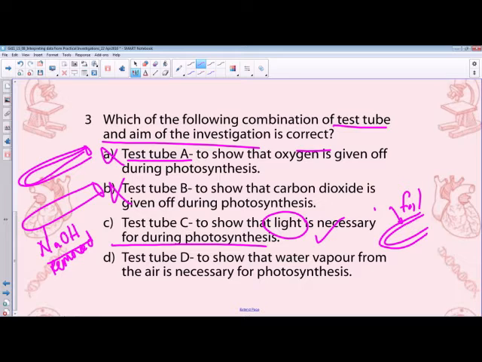Test tube D, to show that water vapor from the air is necessary for photosynthesis. We know that water vapor is not necessarily needed, but it can utilize the water from the xylem vessels, and hence we saw that the water was still coming up through the xylem vessels to the leaf, and hence test tube D, the aim is incorrect. So the correct answer for this would be test tube C, which basically shows that light is necessary for photosynthesis.